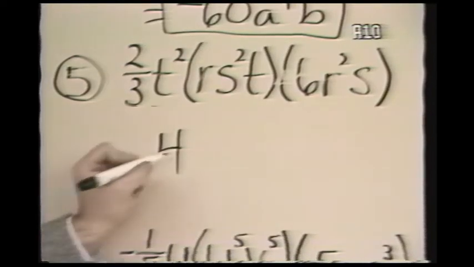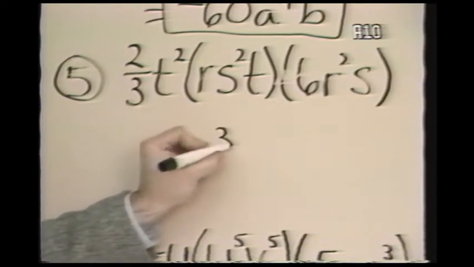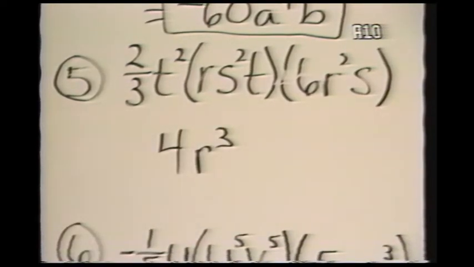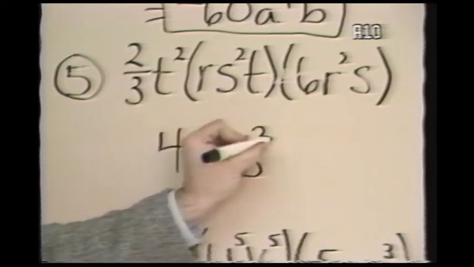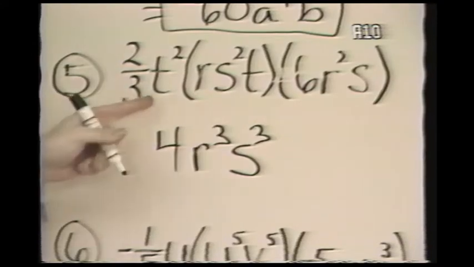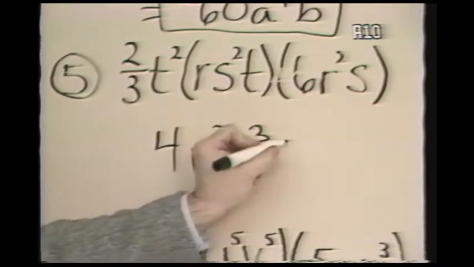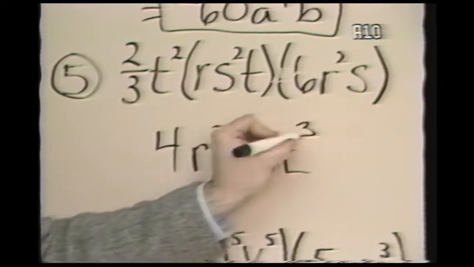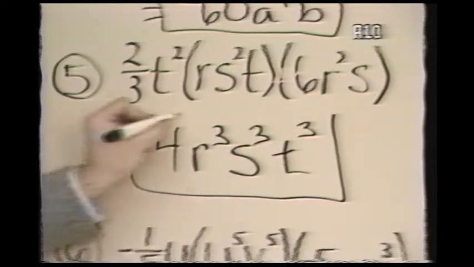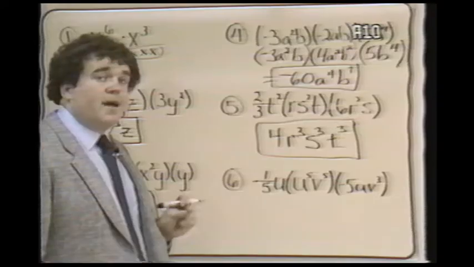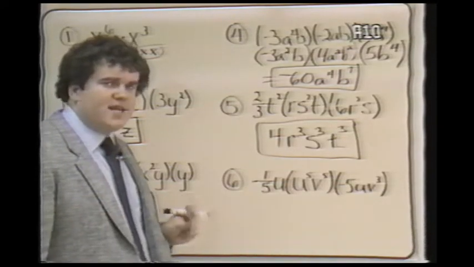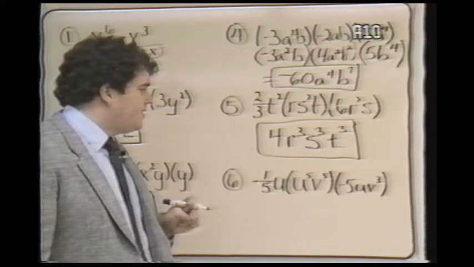R times r squared is r to the 3rd power. S's, we have an s squared times s, that's s to the 3rd power. And t's, t squared times the t here is t to the 3rd power. My answer, 4, r cubed, s cubed, t cubed. Numbers first, then my r's, then my s's, then my t's. Very easy.